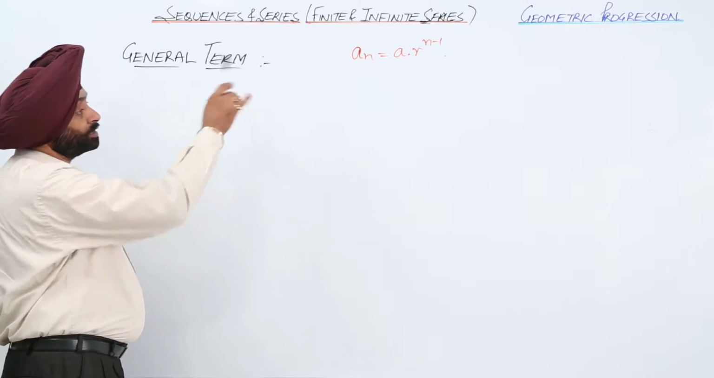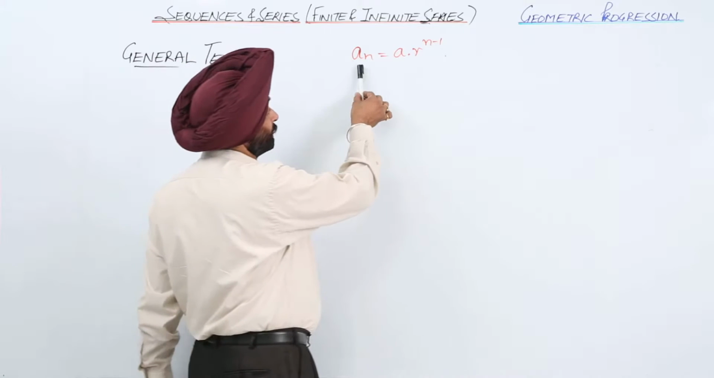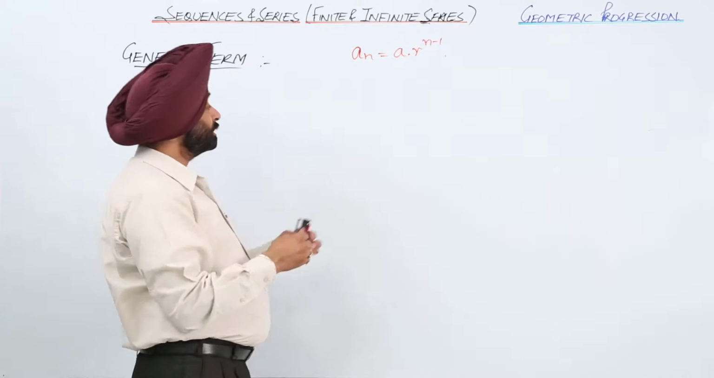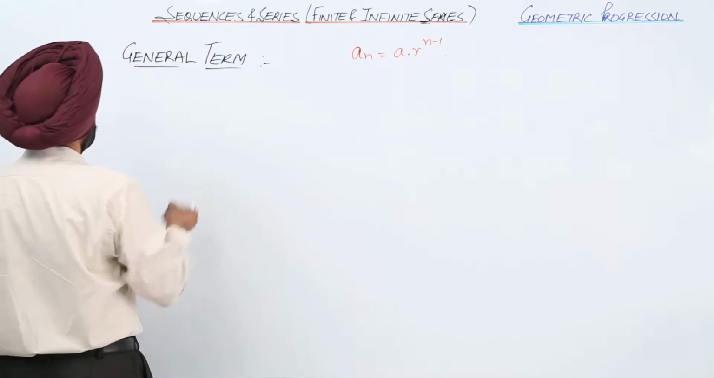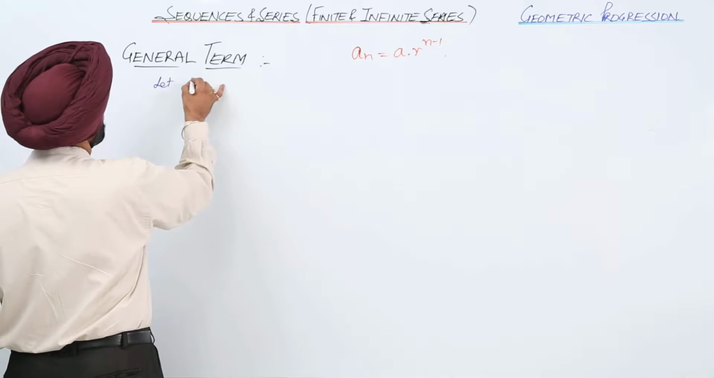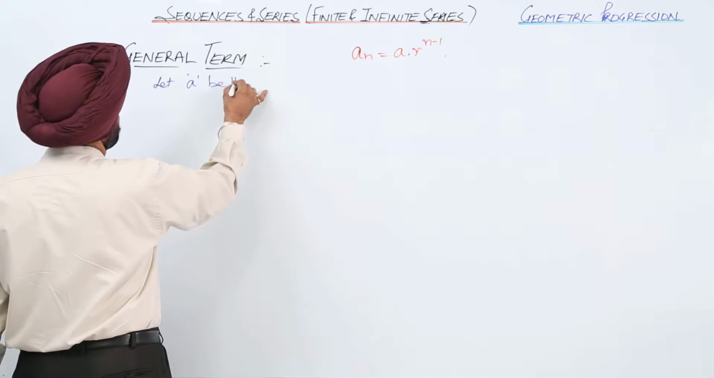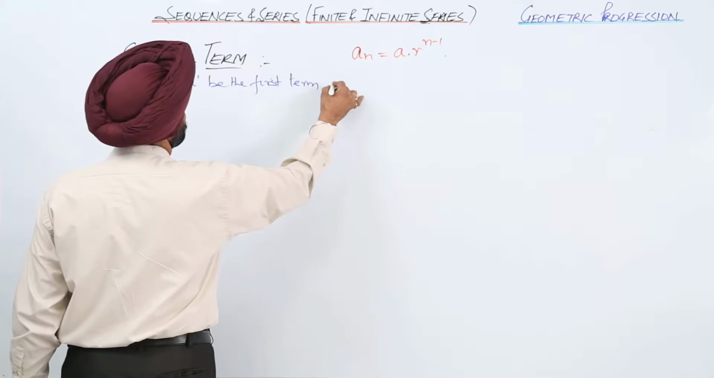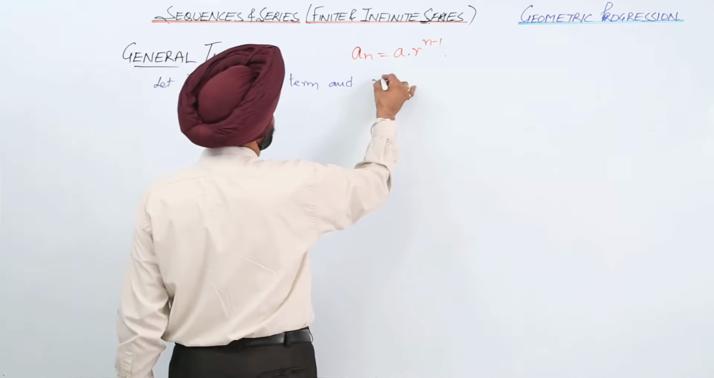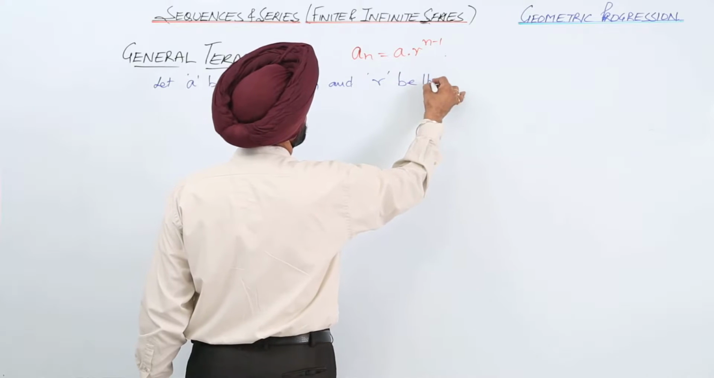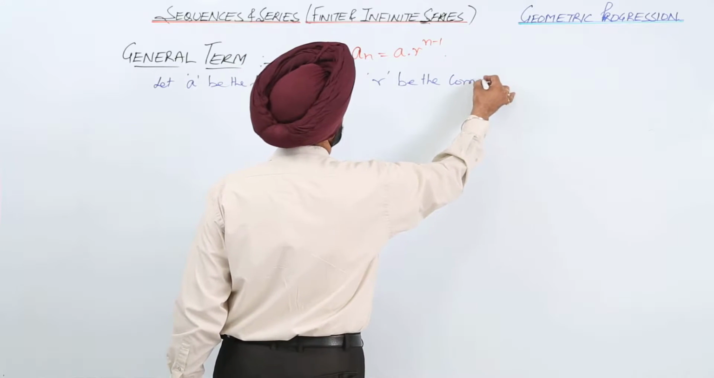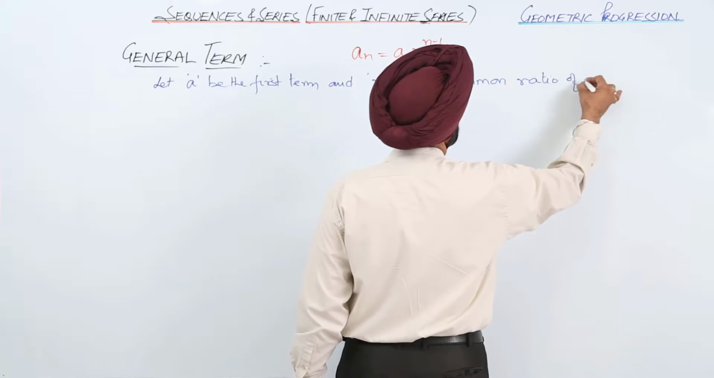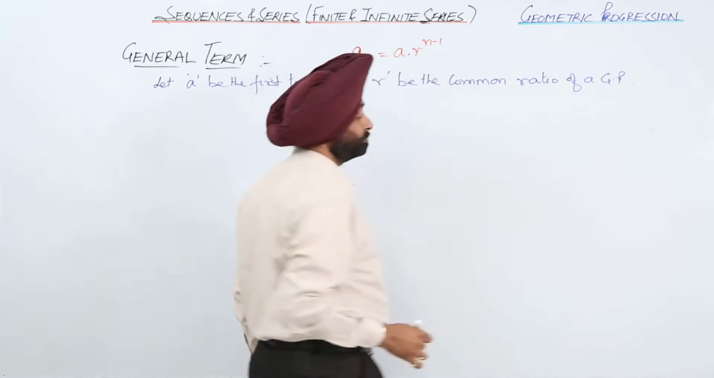Now the general term for a GP series is denoted by an is equal to a times r raised to power n minus 1. Let's derive the result. Now let small a be the first term and small r be the common ratio of a GP, geometric progression series.